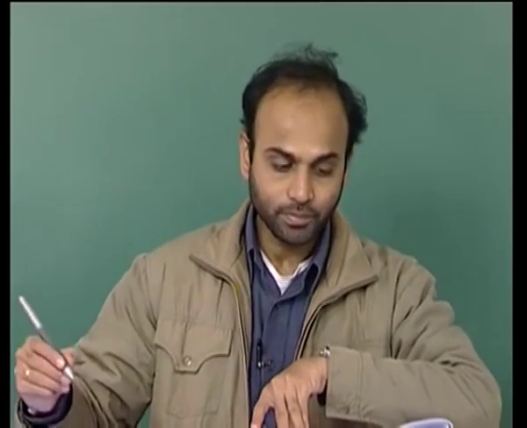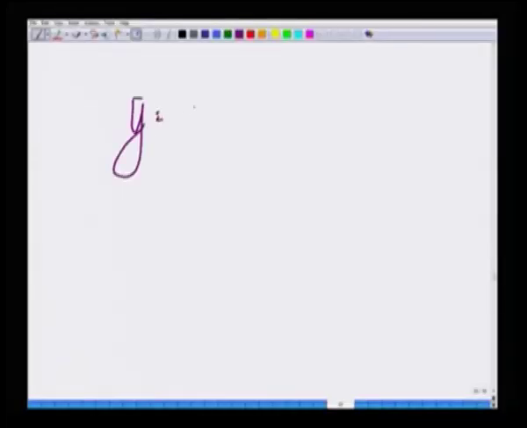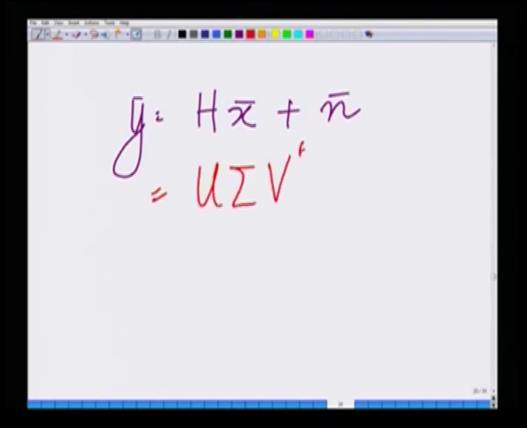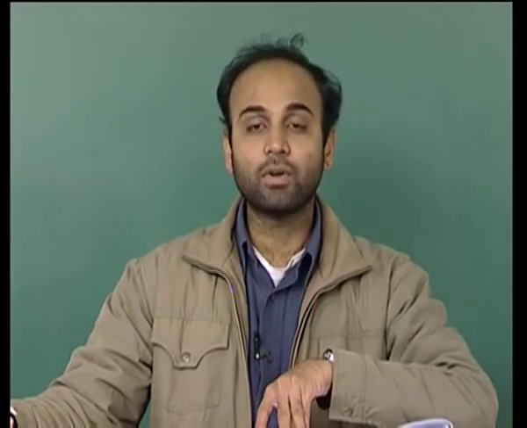So for instance, I have y bar equals H x bar plus n bar, that is the MIMO system. I am going to consider the SVD of this. Remember, we have looked at the singular value decomposition. The matrix H can be written in terms of its singular value decomposition as U sigma V Hermitian. We have already seen this. V is the unitary matrix, U Hermitian U is identity, and sigma is the matrix of singular values, with this structure because R is greater than or equal to T.